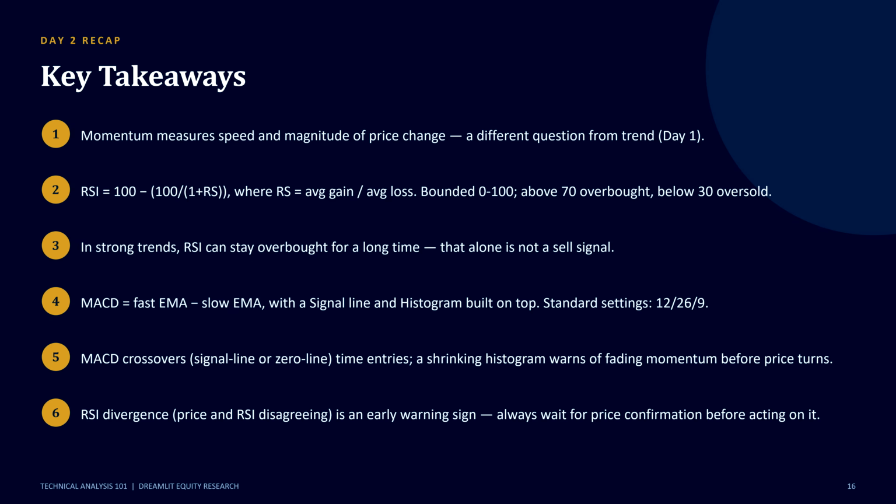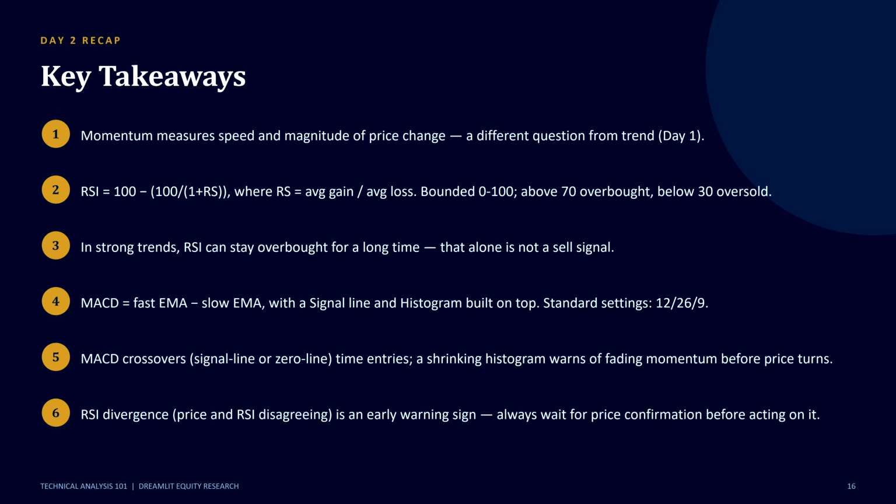1. Momentum measures the speed and magnitude of price change, a fundamentally different question from trend, which was our entire focus on day 1. 2. RSI equals 100 minus the quantity 100 divided by 1 plus RS, where RS is average gain divided by average loss, bounded 0 to 100, with above 70 read as overbought and below 30 read as oversold. 3. In strong trends, RSI can stay overbought for a long time. That persistence alone is never, by itself, a sell signal.